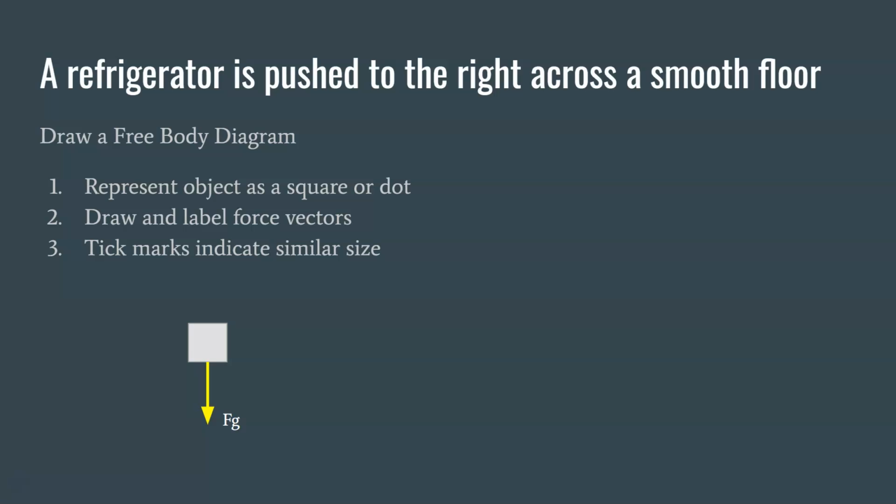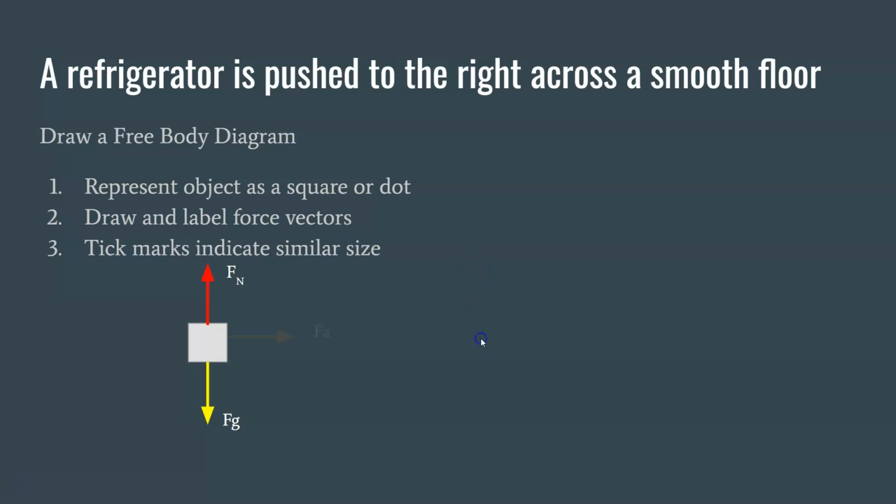The next one, if there's a force of gravity and the object's not moving through the floor, there better be another force to cancel out the force of gravity so that the refrigerator isn't falling down, and that's the normal force. Remember, normal means perpendicular, so this force is always perpendicular to the surface or 90 degrees from the surface.